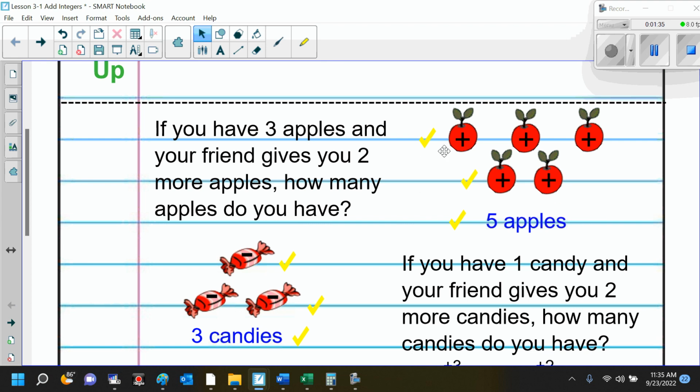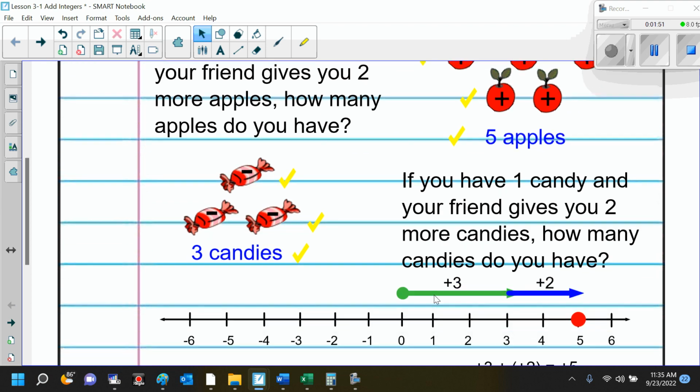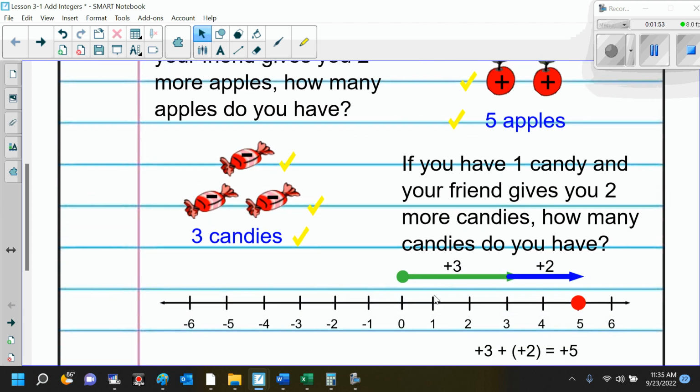If you have 3 positives, and you gain 2 more positives, how many positives are you going to have? 5 positives. Is everybody clear with that? So, here, if I had 3 positives, and I get 2 more positives, we end up with positive 5. Is everybody clear with that?